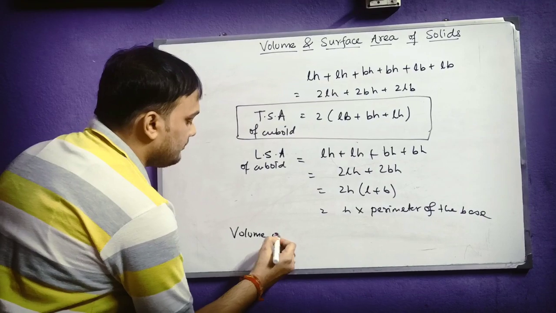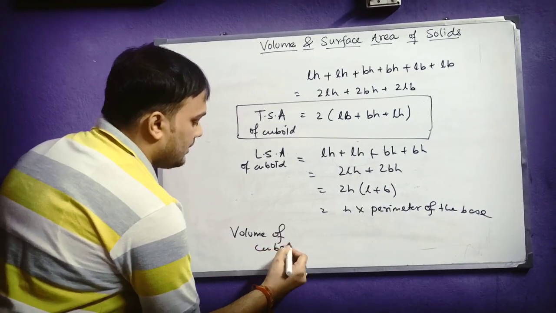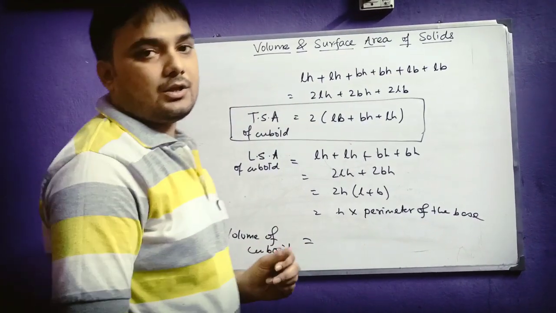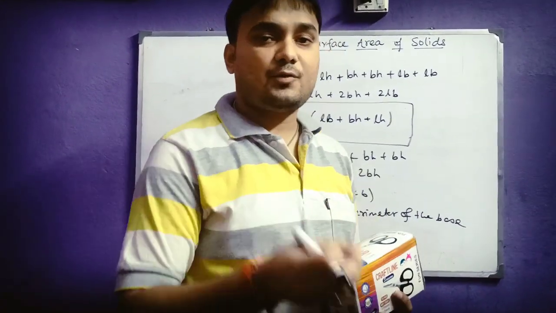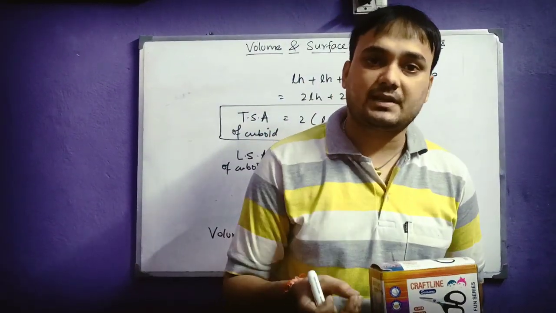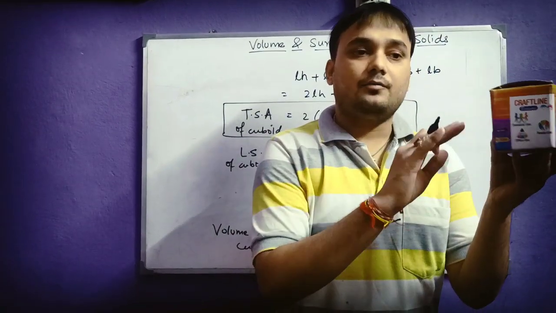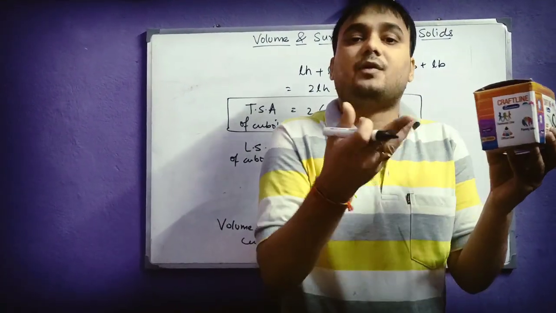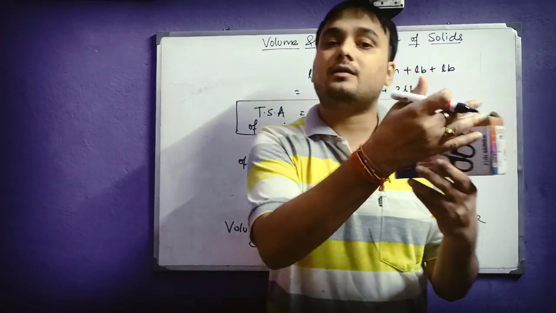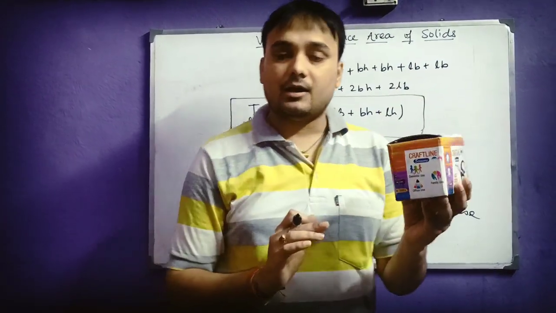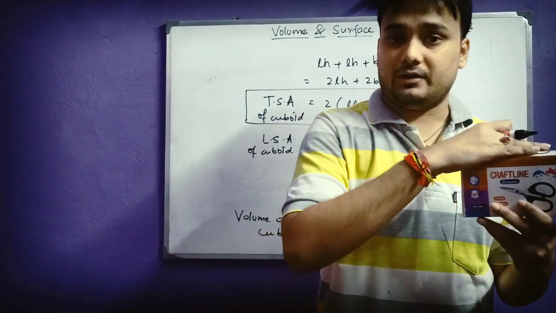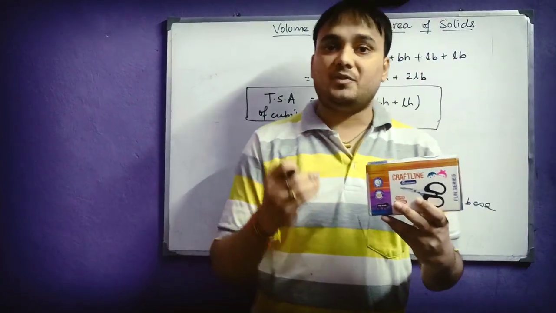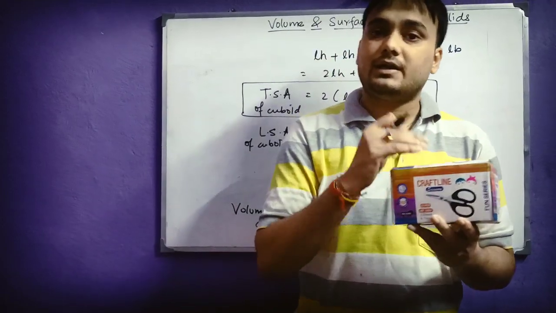So what will be the volume of the cuboid? First you need to know what is called volume. As I said just a few seconds before, surface area means the total area of the 6 faces, or if you are finding the lateral surface area, then 4 walls. That is called area. But volume means the space which is present inside this cuboid. The total amount of space which is present inside this cuboid is called volume.